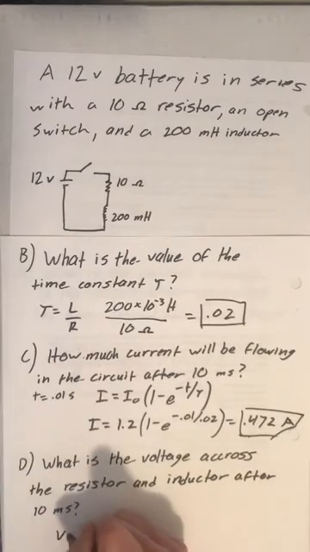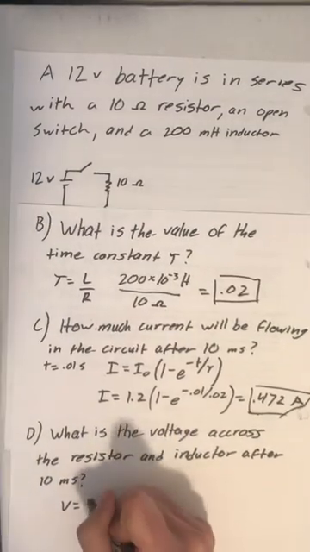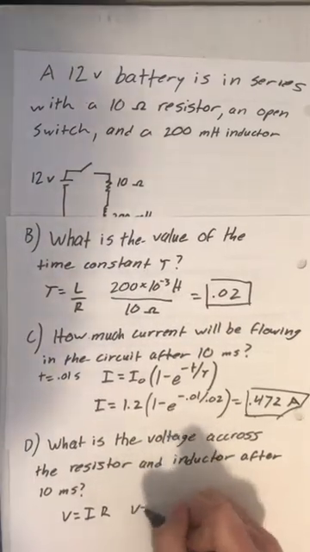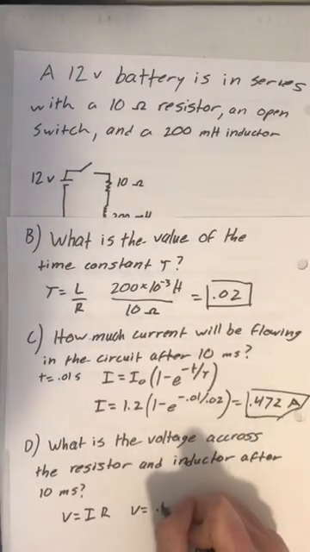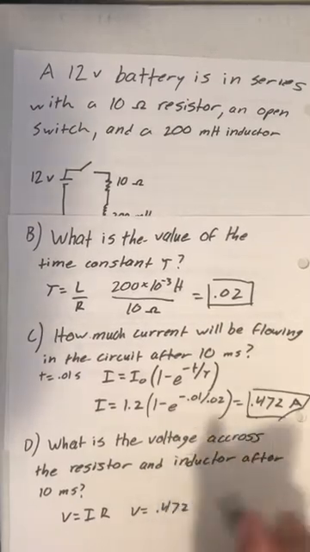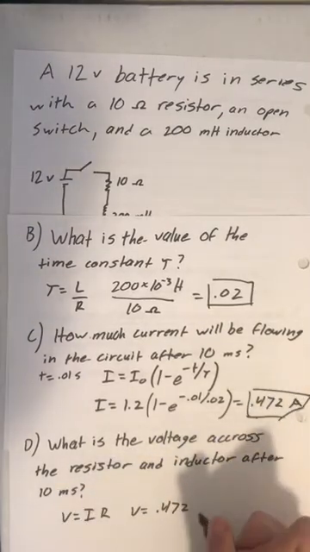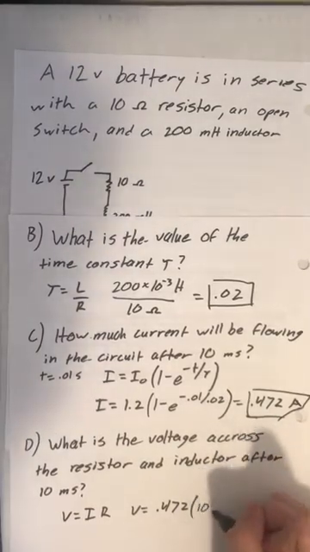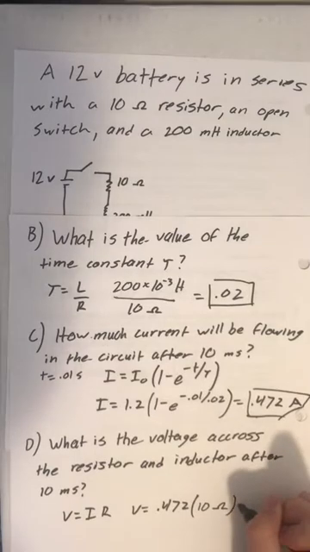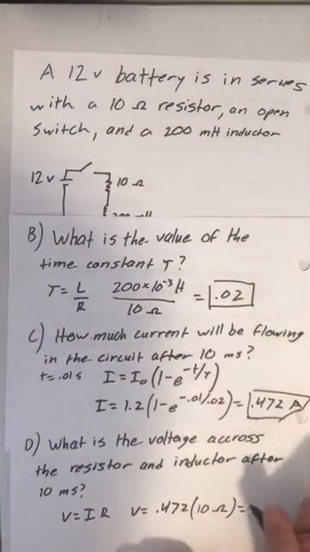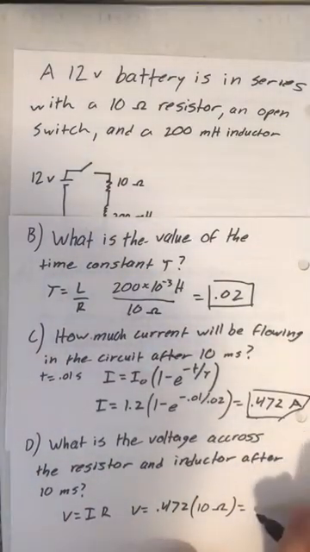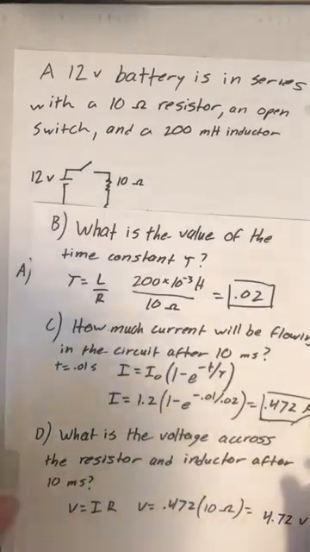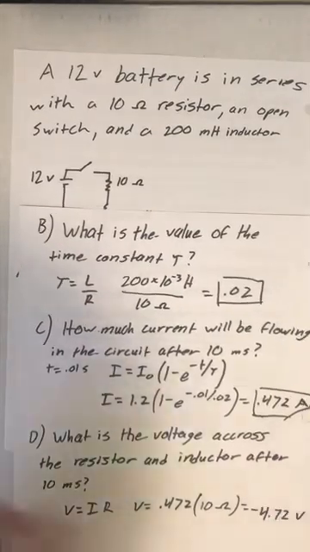So we know that V equals IR. So if we do V equals 0.472, because that is the current at 10 milliseconds when we want it, times R, which is 10 ohms from that resistor, the voltage over the resistor is going to be 4.72 volts, and that's going to be a voltage drop, so I'll mark it negative.